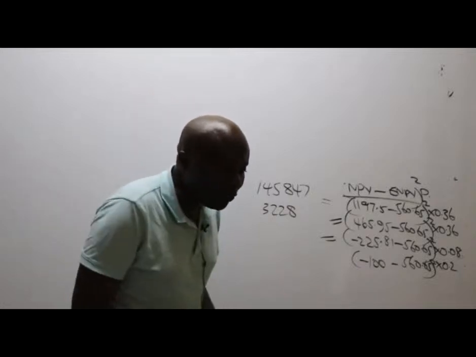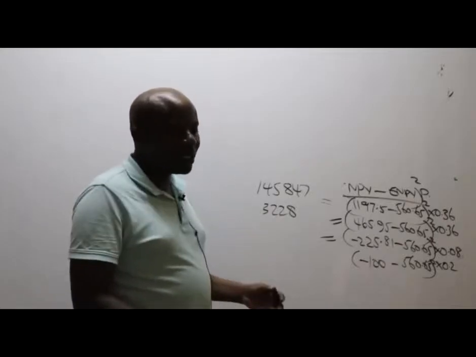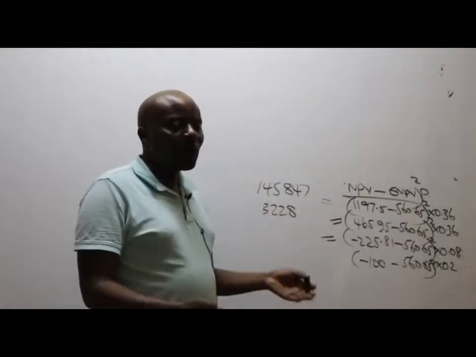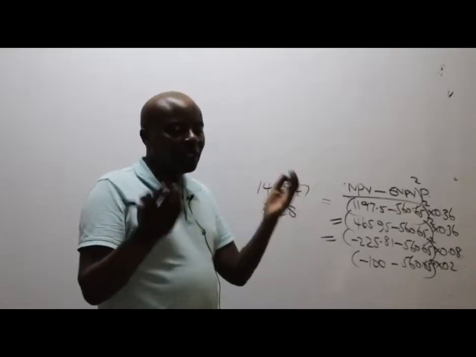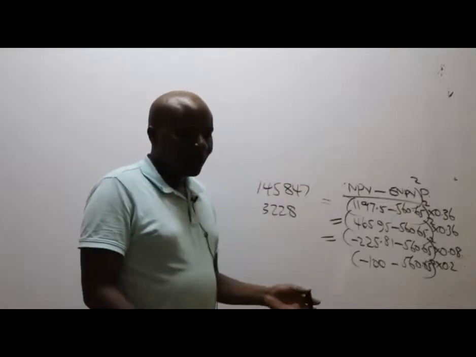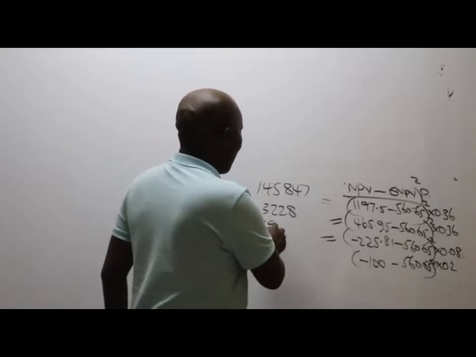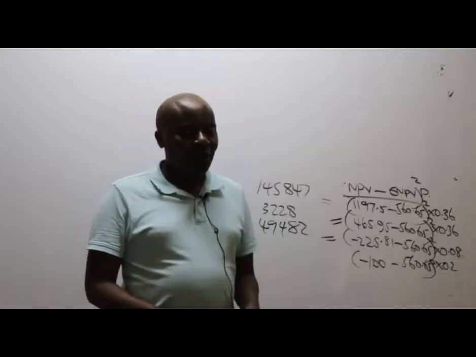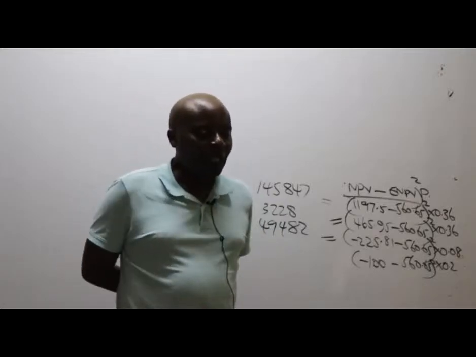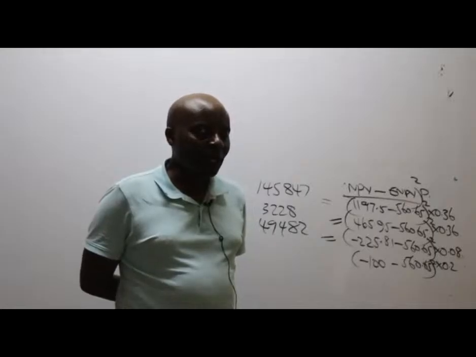The third one is 145,840. Now we are on the third one. Write whatever figure you have there. If your calculator is giving a different figure, put that figure down and work with your figure. 49,482. And then now you come and give me the last one.